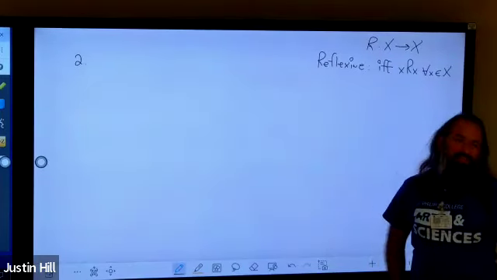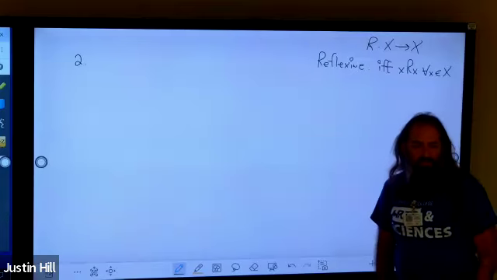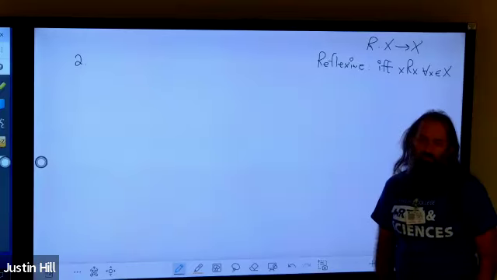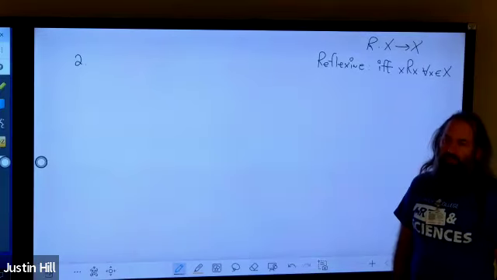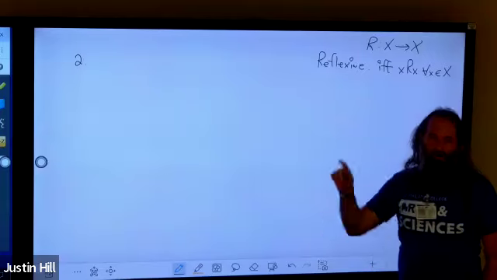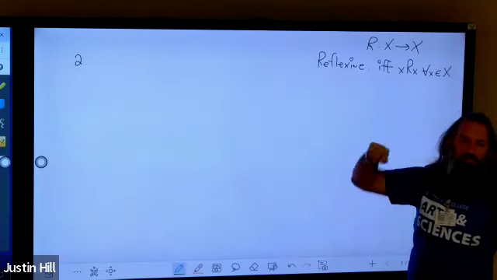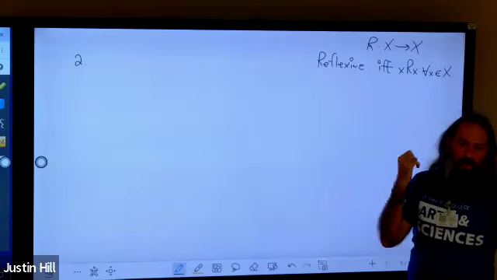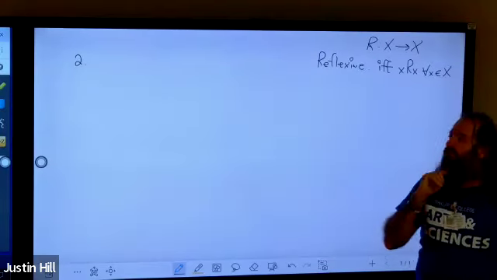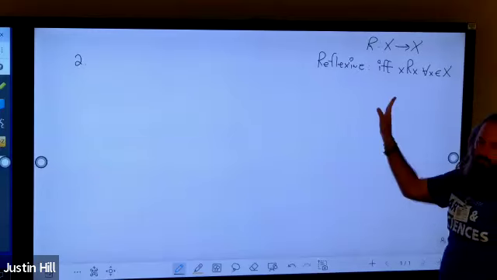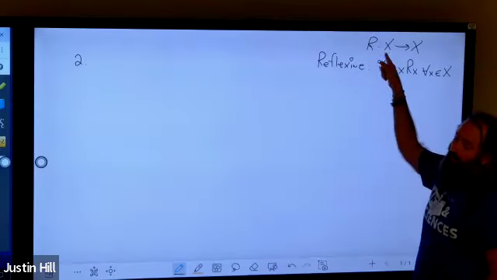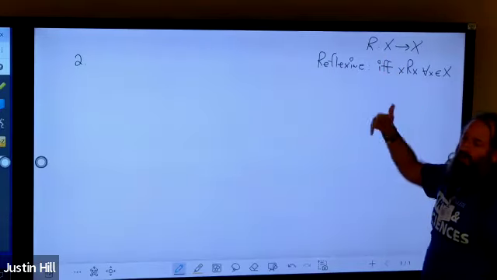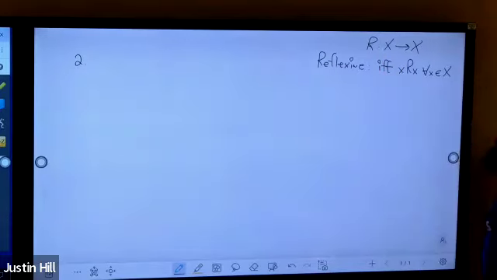Think about, for instance, that last relation we looked at in the previous video on 8.1. All the numbers, I think 2 through 8, were related to themselves because they all divided themselves. So that's a good example of a reflexive relation. Every single X, every single input that I'm looking at, is related to itself.